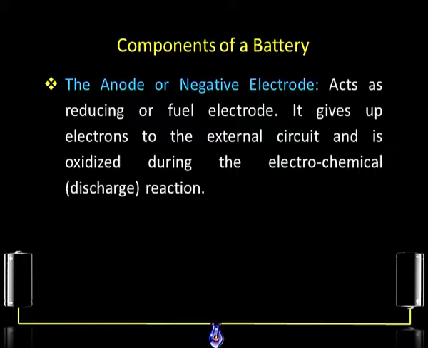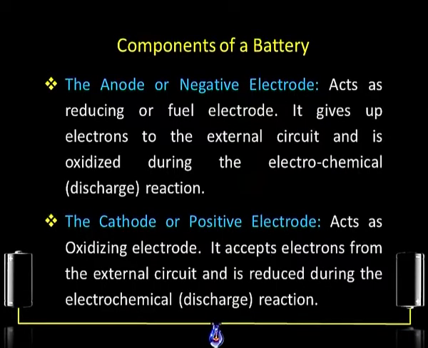Now anode. Anode, or we can say negative electrode or negative plate, acts as a reducing or fuel electrode. It gives up electrons to the external circuit and is oxidized during the electrochemical reaction. It can be any metal or any alloy, but hydrogen can also be used as an anode.